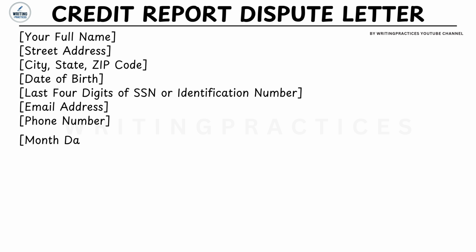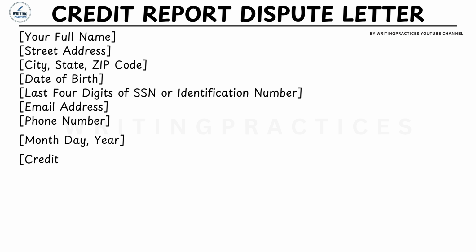Date, for example, May 20th, 2026. After your personal details, include the date the dispute letter is written. This is important because dispute investigations follow legal response timelines. Keep a copy of the dated letter for your records.